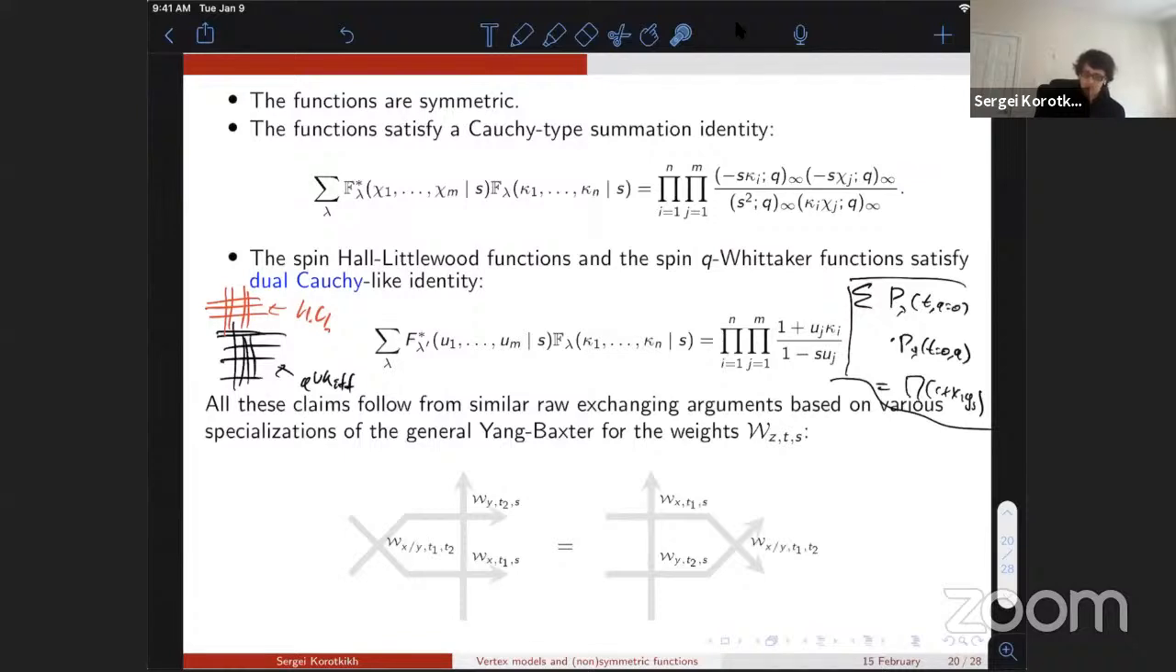So in a certain way, while these models look different, essentially they can be connected in the same framework, from which you have this spin generalization of Hall-Littlewood functions, spin generalization of q-Whittaker functions, and they have various Cauchy identities for each other and a dual Cauchy identity between them. And all of this can be proved using suitable Yang-Baxter equations as a building block for all these identities.